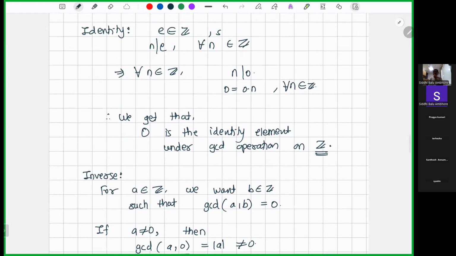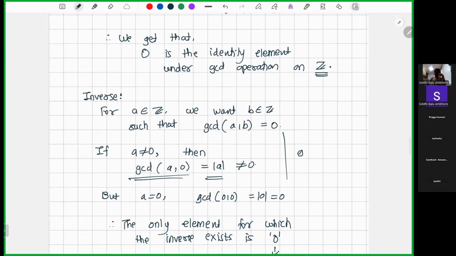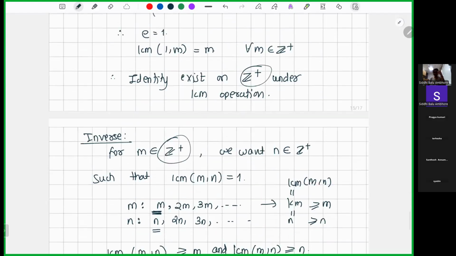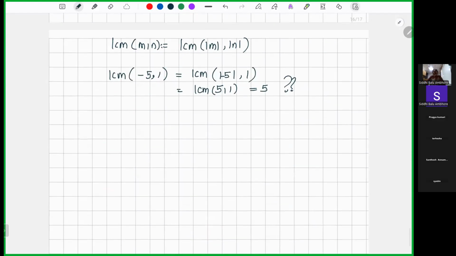But if that's the case, since here we are defining GCD of a comma 0 to be mod a, then GCD of -a comma 0 will also be mod -a, which will be a, right? So there is still some problem. Let's see. Do we really need to have that mod there in order to define GCDs and LCMs? I don't think so.